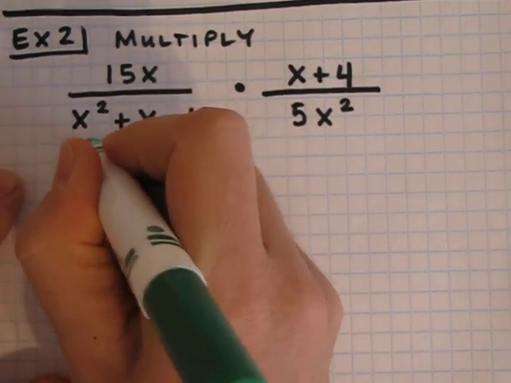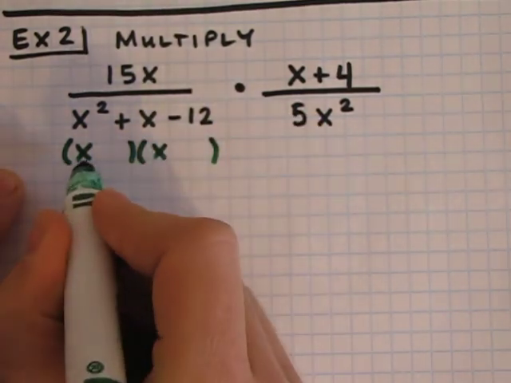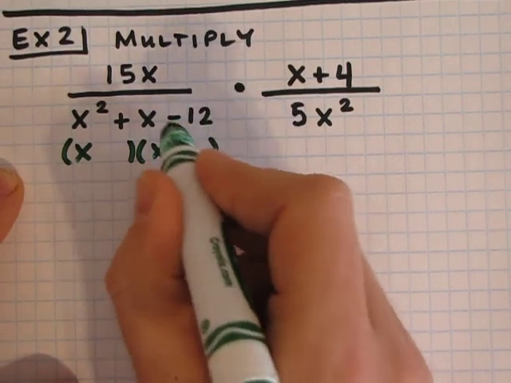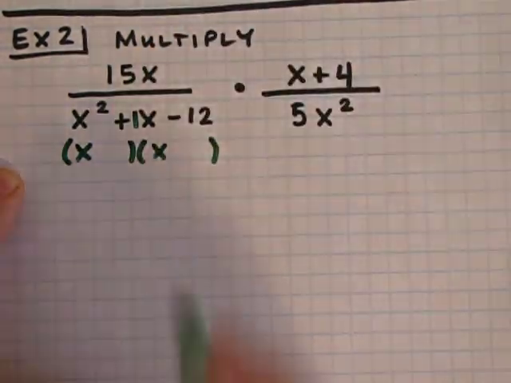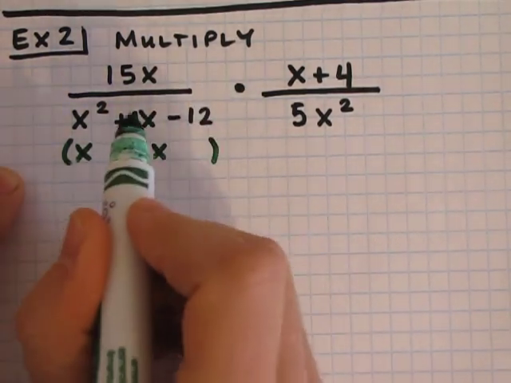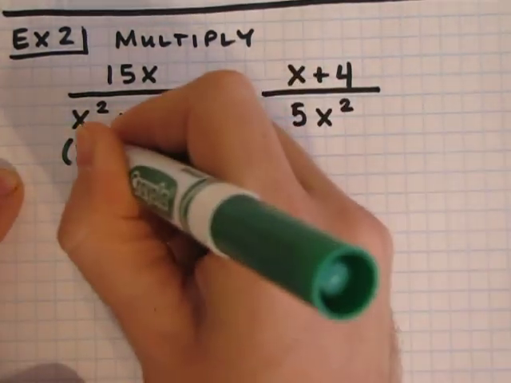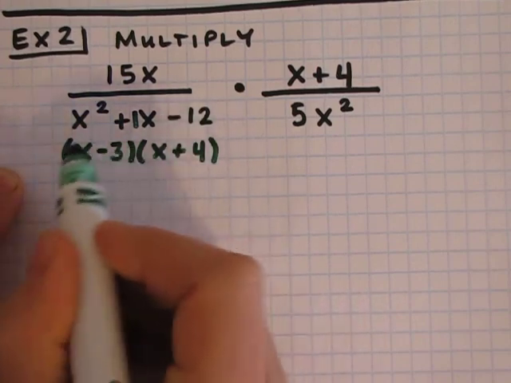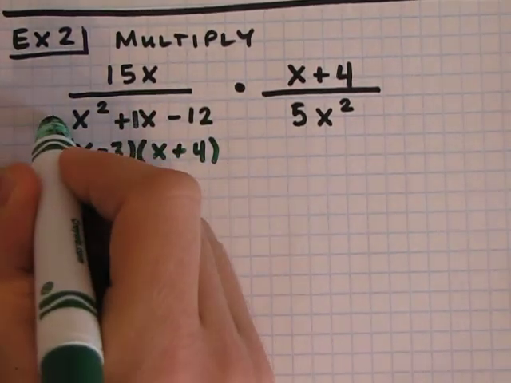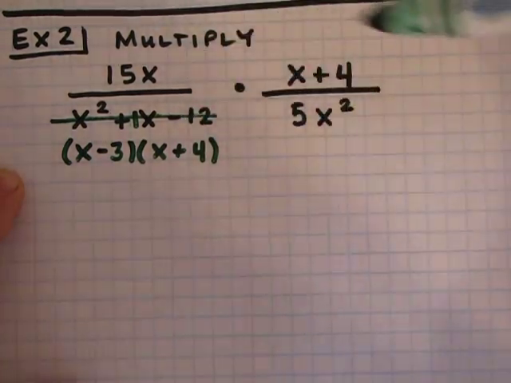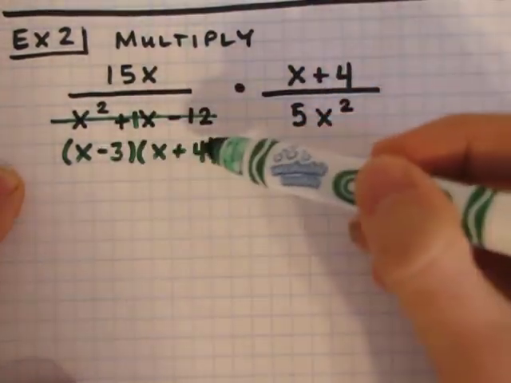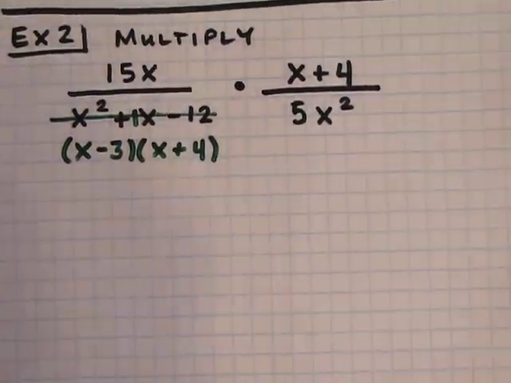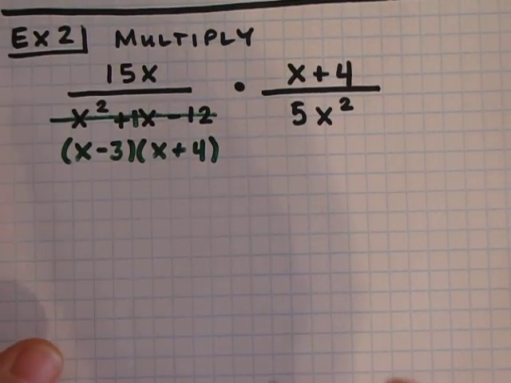We know that the first 2 terms are going to be x and x, so that they multiply to give us an x squared, and that the last 2 terms must multiply to a negative 12 and add up to a positive 1. The numbers that multiply to negative 12 and add up to positive 1 are a negative 3 and a positive 4. So this factored expression here is equivalent to the one above, and I'm going to cross that out. Let's imagine now that our new expression is this divided by this times this divided by this. So we factored. Now let's look to see if we have any cancellation.